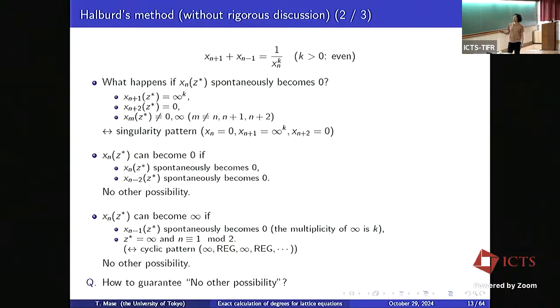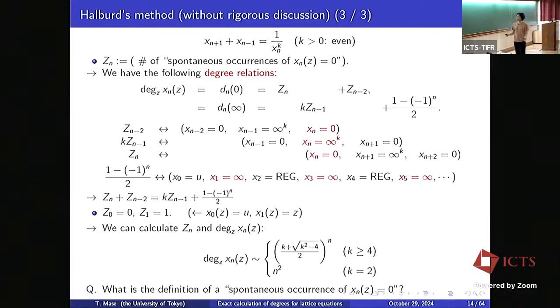And there is a cyclic pattern, this one. This pattern is important because it generates the value infinity. So if z equals infinity and n is odd, then xn is infinity. And no other possibility. Why? Don't ask me, but this is a fact. So the biggest question in this page is how to guarantee no other possibility. But I won't answer that question. And let's move on to the calculation part.